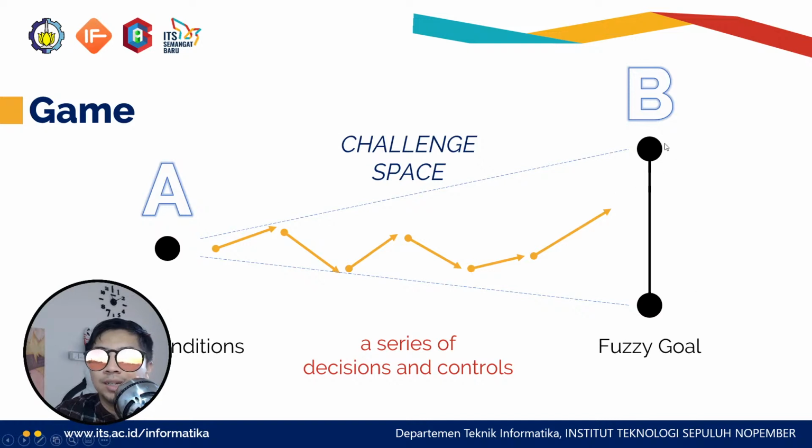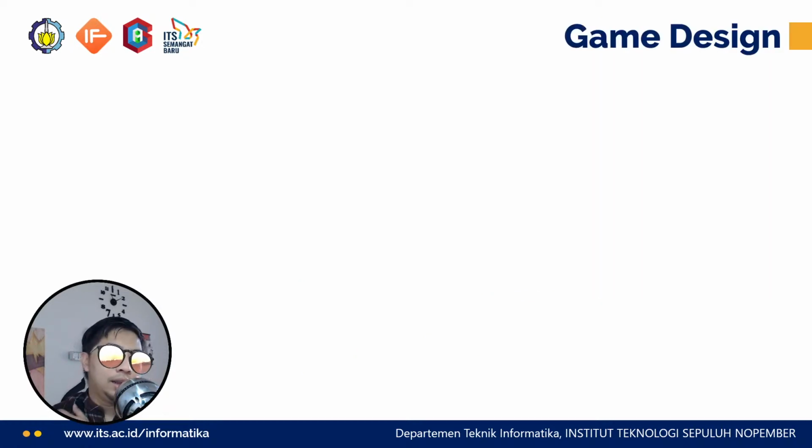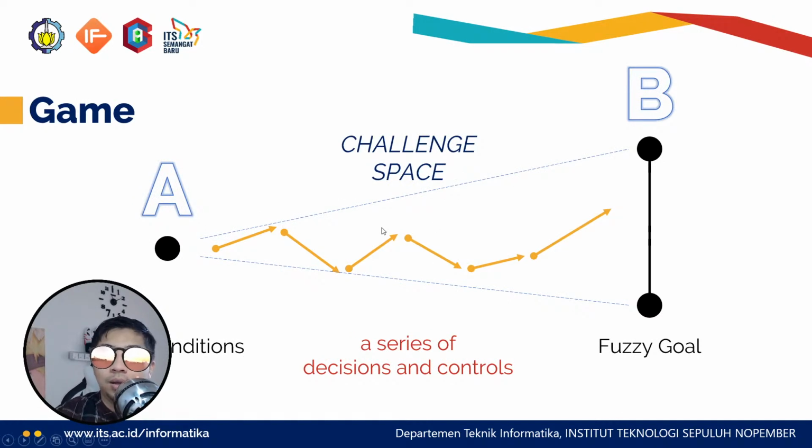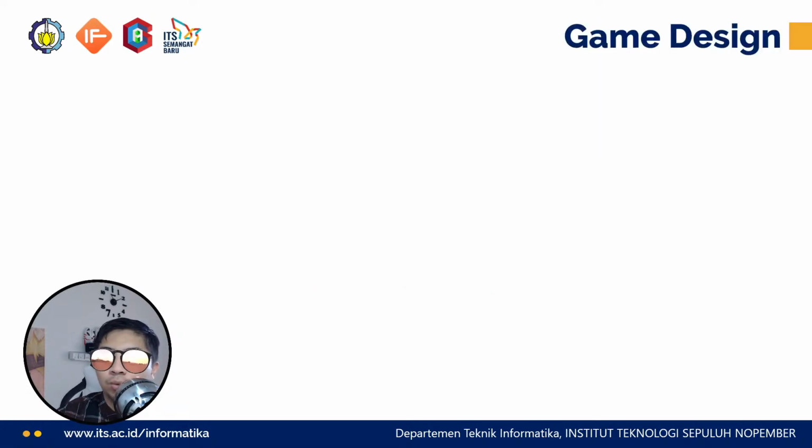We cannot determine through the decisions all the controls within the game. Okay, so this is the definition of the game, comparing to the process, right? To make sure that the thing inside the challenge space is varied, or various, we need to make sure that we have a game design.